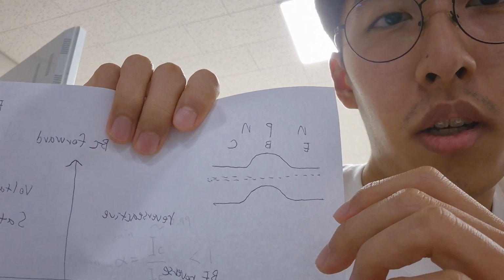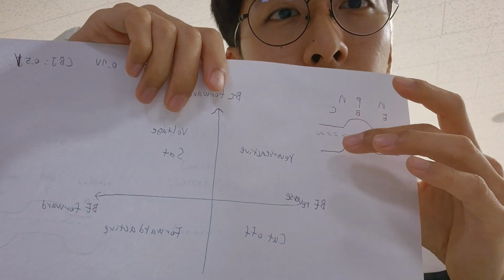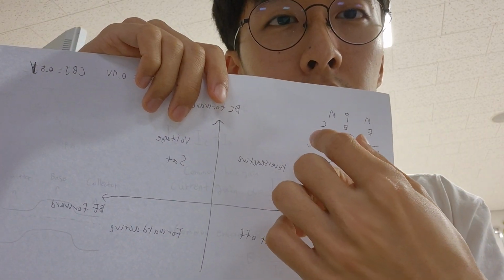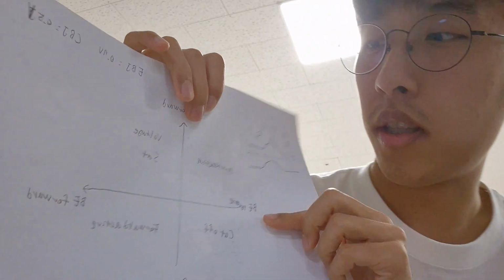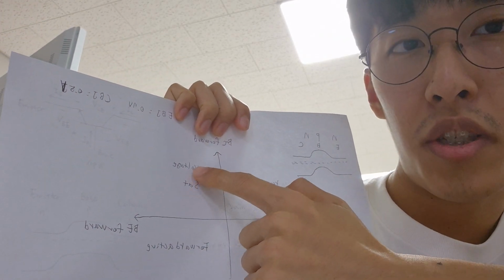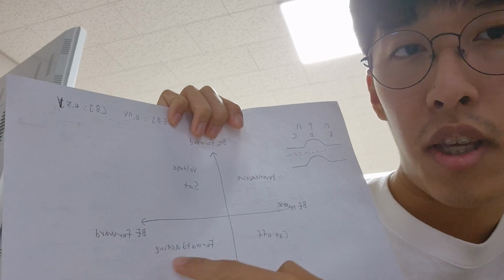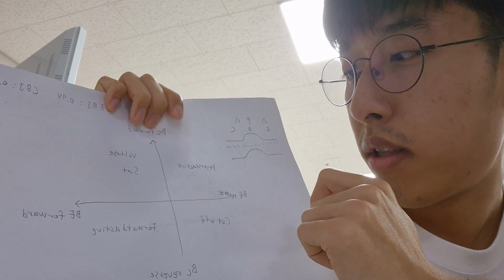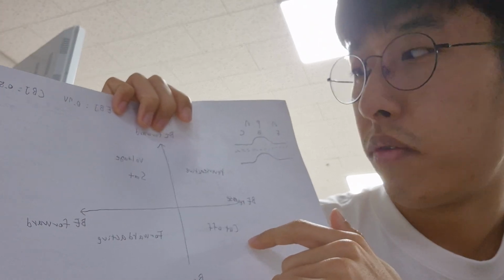When the emitter, base, and collector are biased, with BE and BC in forward and reverse bias, we can see that when both are forward, it is saturation, and when BE is forward and BC is reverse, it is forward active. The opposite is reverse active, and when both are reverse, this part is cut off.